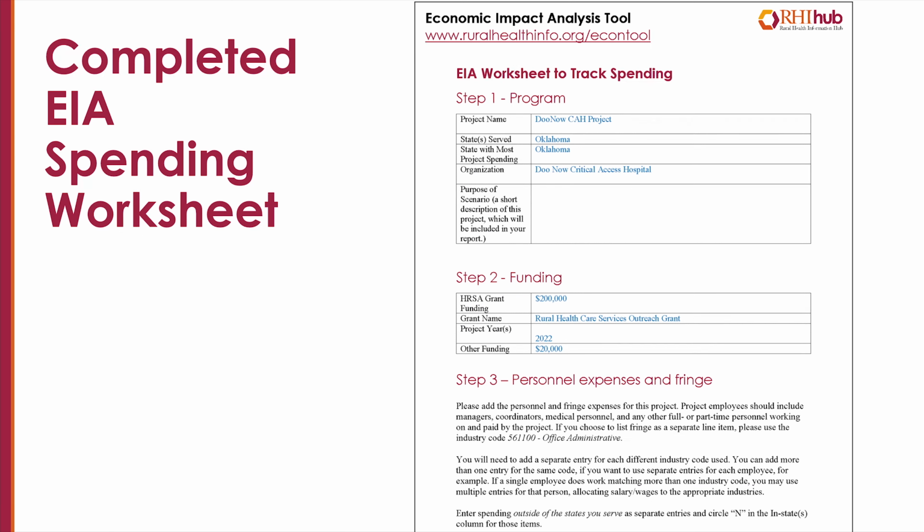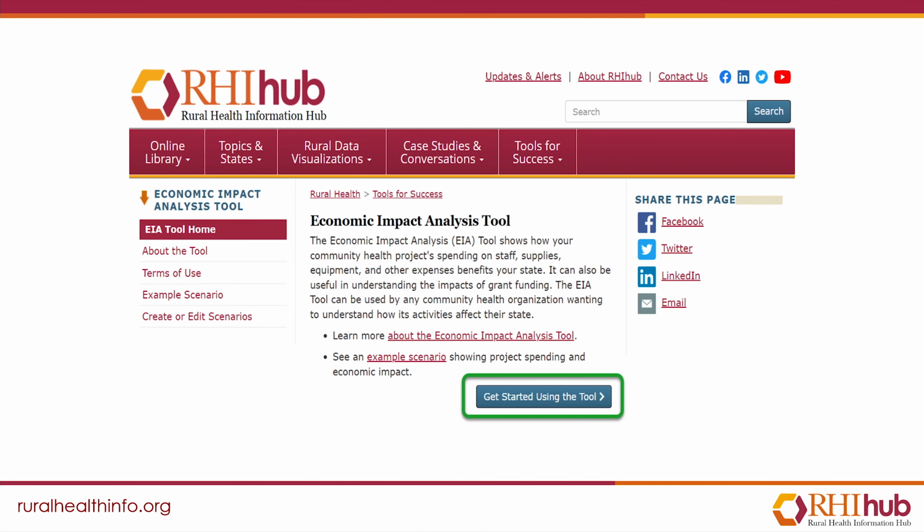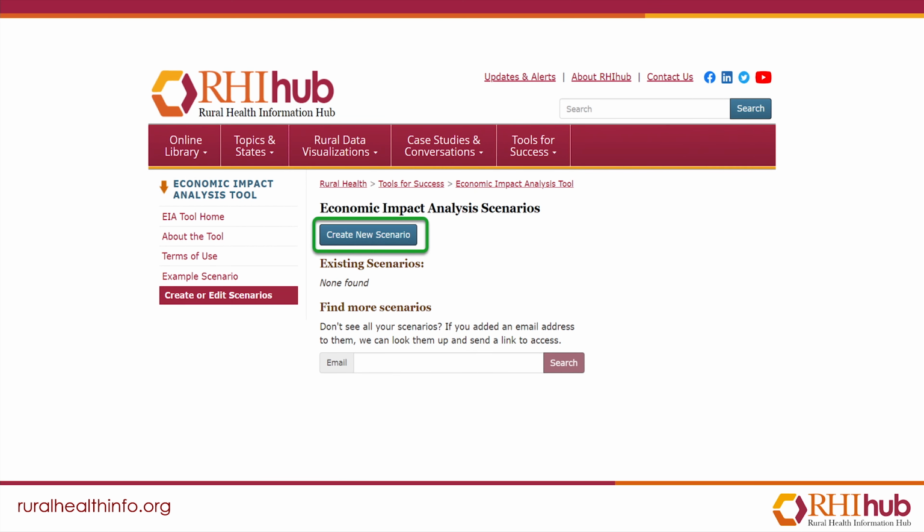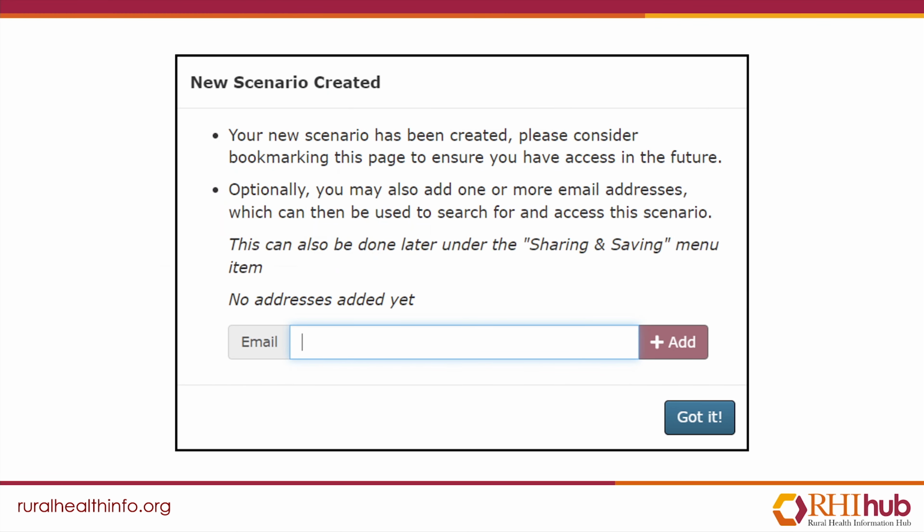You can create multiple scenarios to see how different decisions on spending change the impact your project has on the state economy. From the main EIA landing page, select the Get Started button. From here, click on Create New Scenario. You will be prompted with options for future access to your scenario. For example, you may bookmark it or add access by email address.